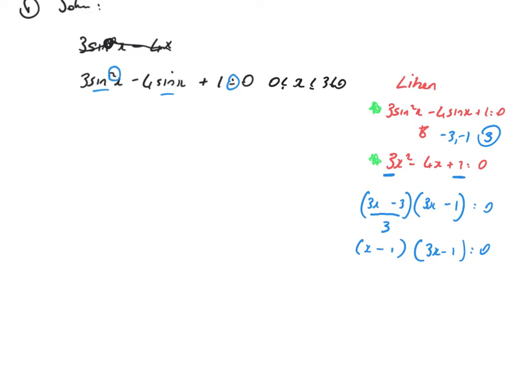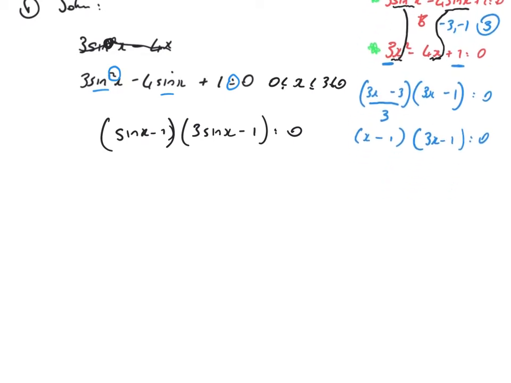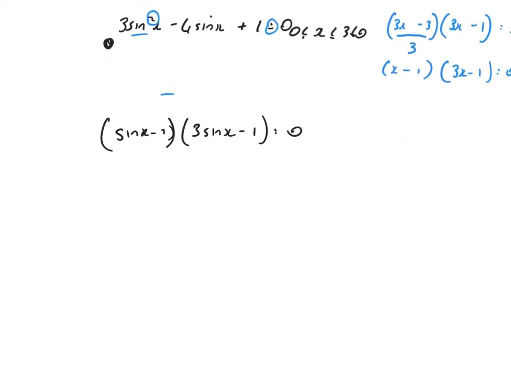Now what I'm going to do is bring back the trig stuff. Really, what I did there is quickly and informally replace x with sin x. So x minus 1, I can now write as sin x minus 1, and 3x minus 1, I can write as 3 sin x minus 1. And that's equal to 0. Now, this could be 0 or that could be 0. So what I've got is another example of 2 trig equations.